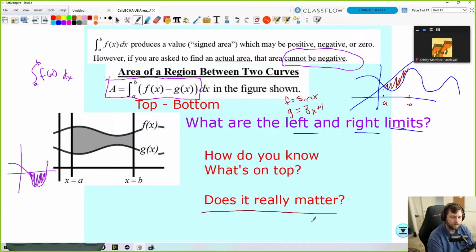All right. So key things here, you got to know your limits. It's the top minus the bottom, f minus g or whatever, if f's on the top. How do you know what's on top? You could do some test values. We'll show you some things. And sometimes it doesn't matter because you have to remember it has to be positive. Sometimes on an AP test, I would just put an absolute value. There, I'm right. Even if I don't put the right thing on top and bottom, as long as I put absolute value, I know it'll be fine. Works.